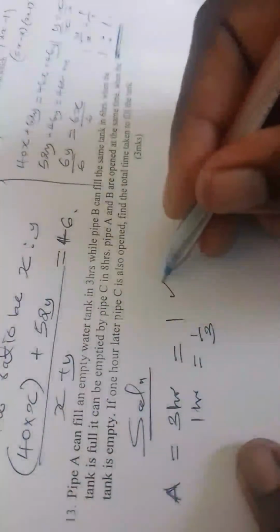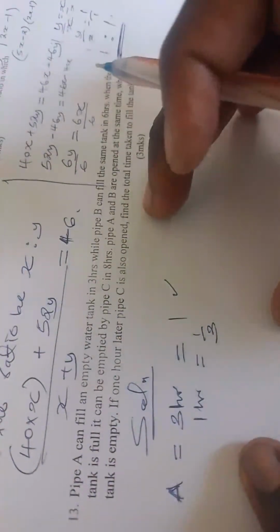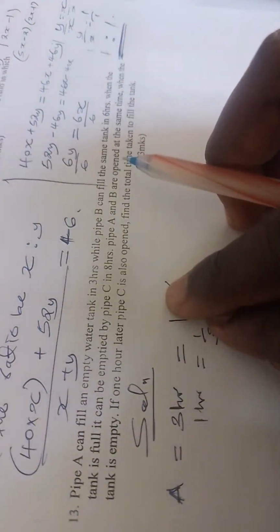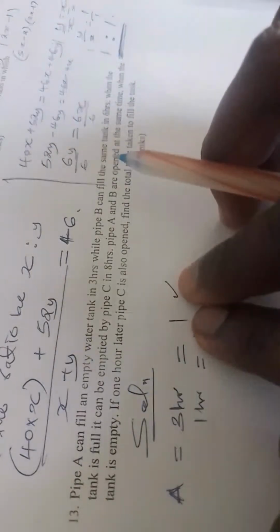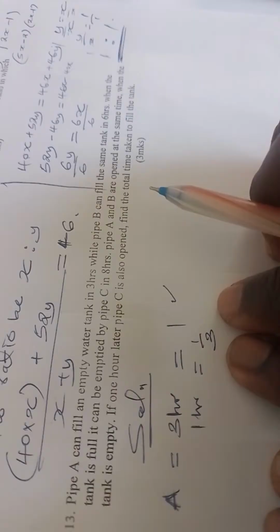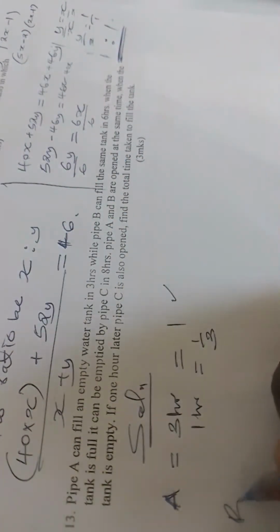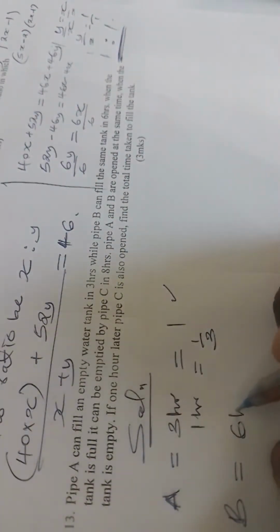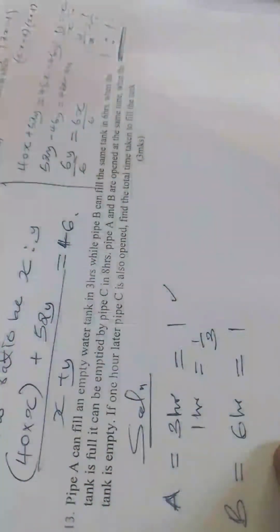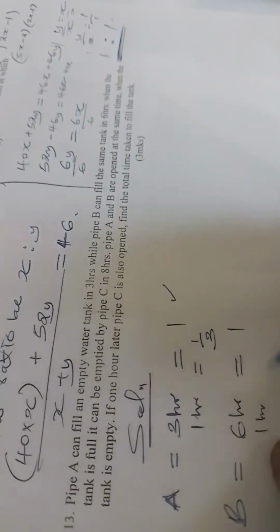Remember the fraction is 1 if the tank is full. So in 3 hours it will fill the whole tank, that is 1. What about 1 hour? 1 hour it will have filled 1 over 3. B takes 6 hours to fill the whole tank. What about 1 hour? 1 hour, it will take 1 over 6.